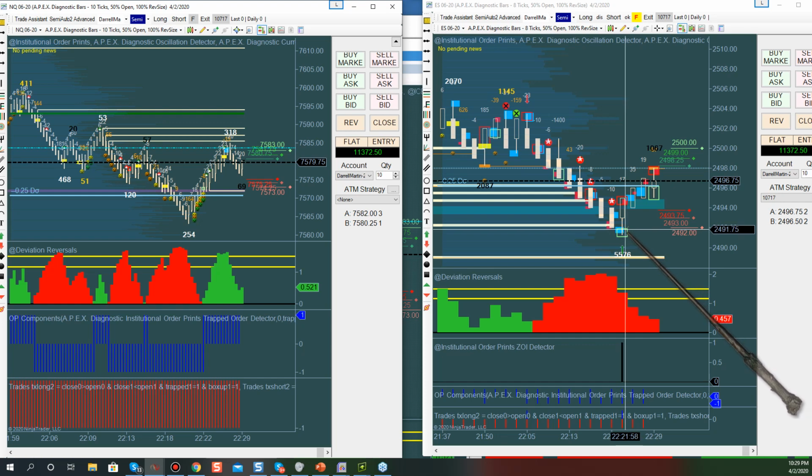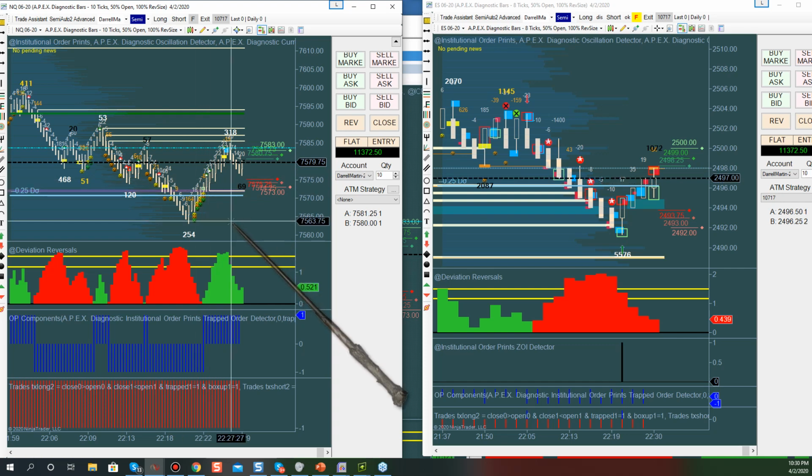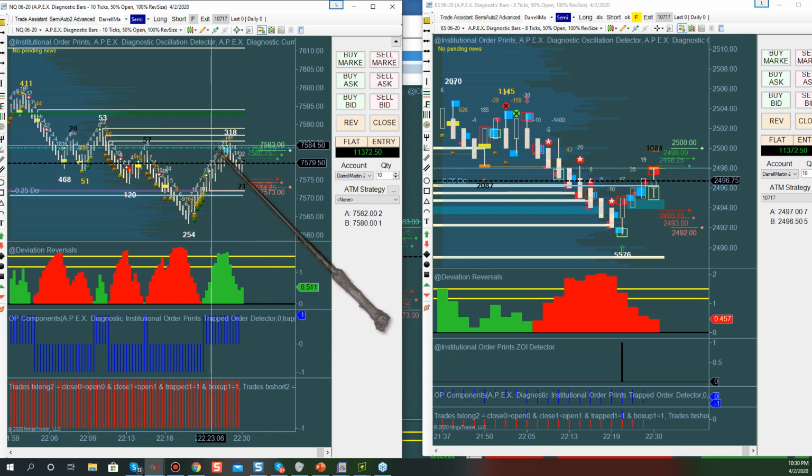What time is that? 22, 21, 58, 22, 21. Yeah, it's coming off the dev level. I would take that. You're bouncing right off your 0.25 dev, pulling up to a wall. And walls are like big magnets.